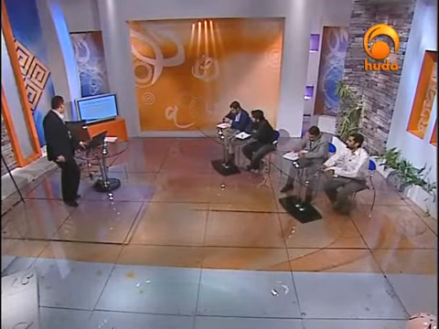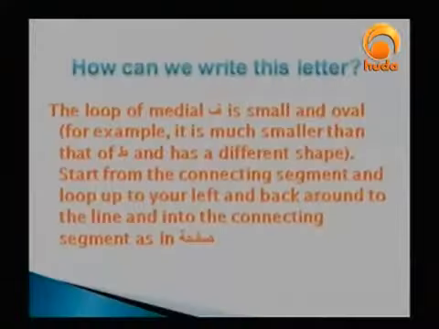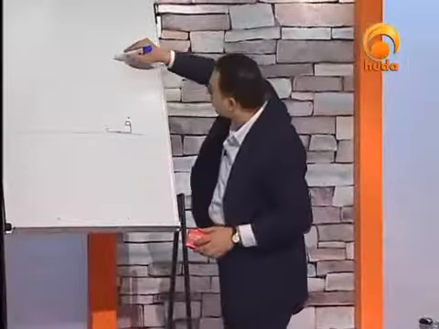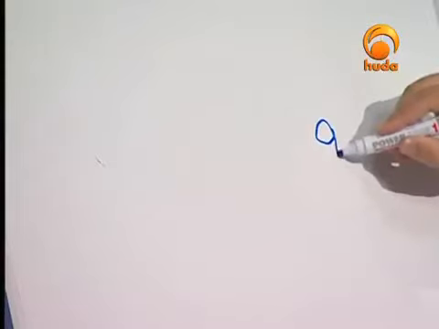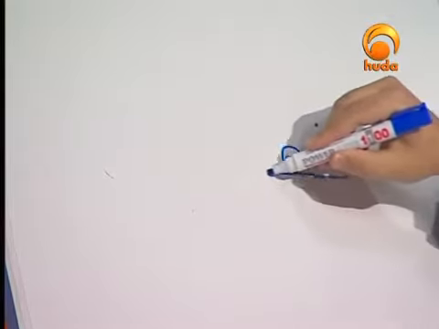Okay. Now, I would tell you that the loop of the medial fa is small and oval, for example. Let me just start here with the initial first. So I would write, for example, fat, the word fat. Here it is. I will start with fa here, then combine that with ha, and then we make that.